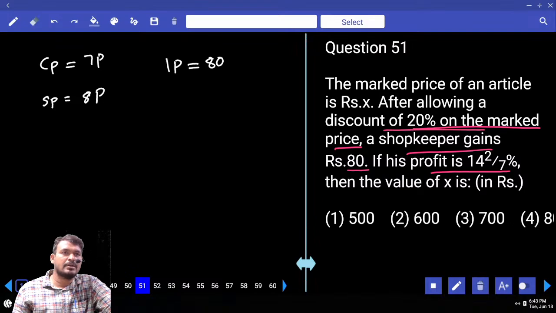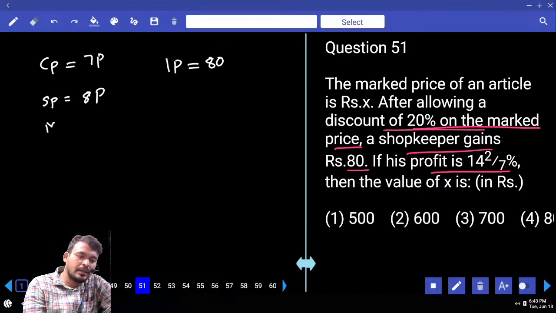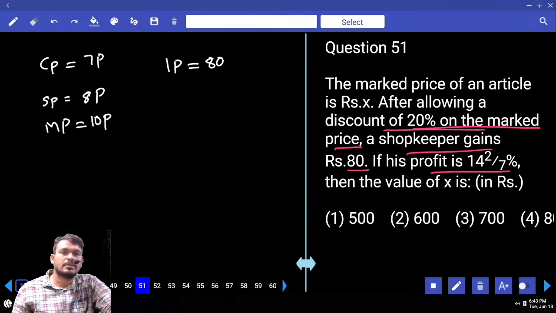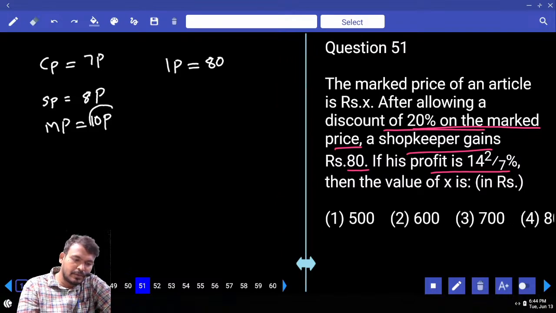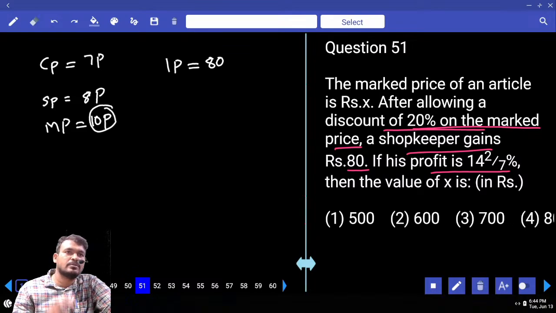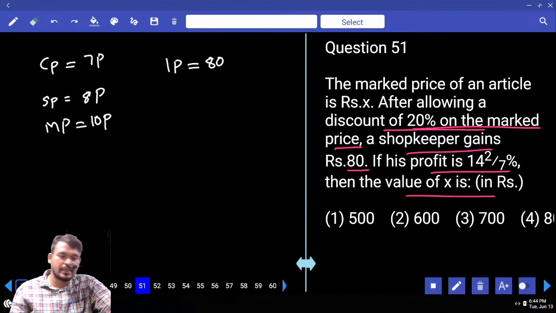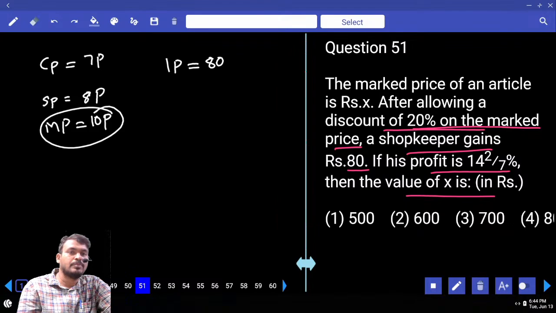20%. After discount, it will be 8 parts. Before discount, 10 parts. Yes or no? Before discount 10 parts, after discount 8 parts. What is the 10 parts? Market price. The 20% is 2 parts. Then selling price is 8 parts. What is the question here? Value of X. X means how many parts? 10 parts. What is the answer? 800.